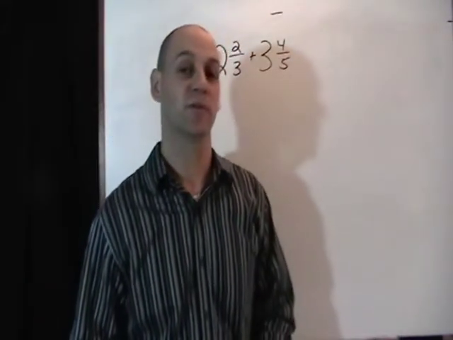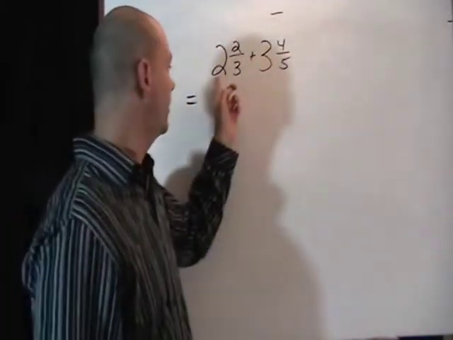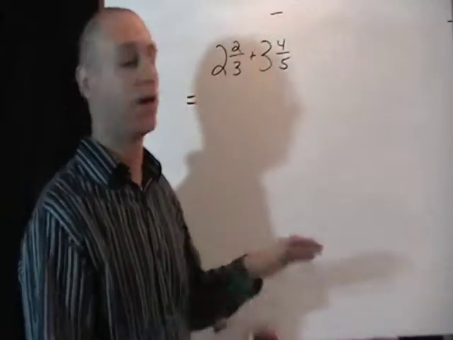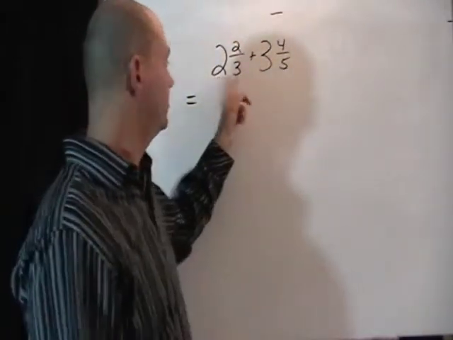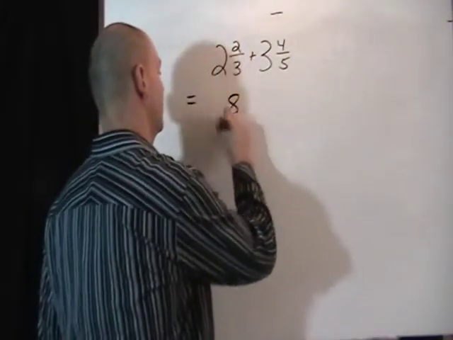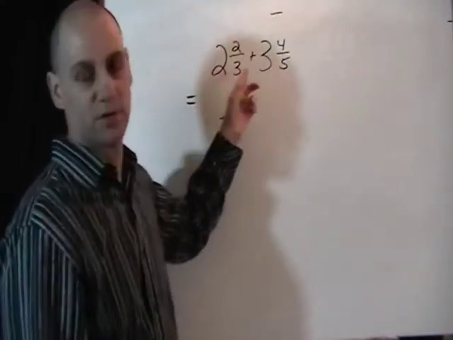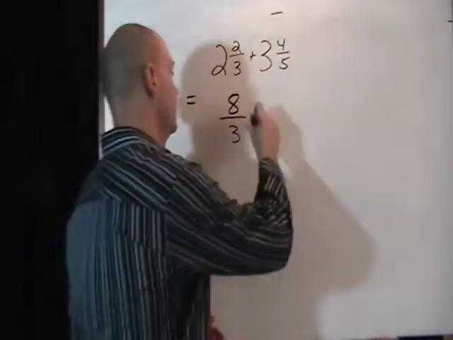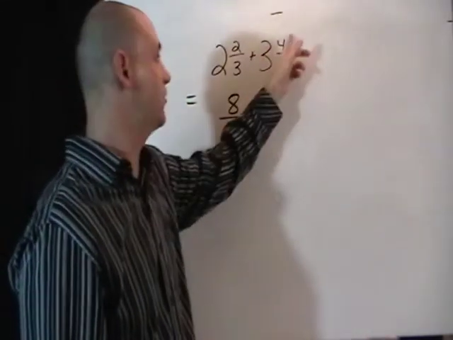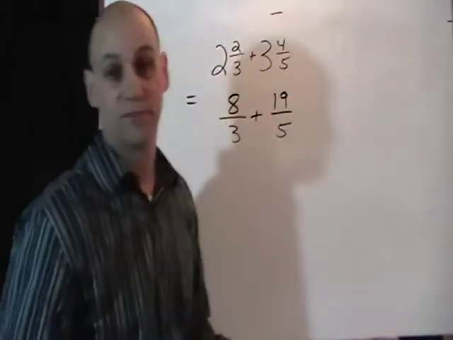Well, the first step is we're going to convert these into improper fractions. And to do that, you would take the whole number, multiply by the denominator, and then add the numerator, and that's all going to be divided by 3. So 2 times 3 is 6, plus 2 is 8. And that means that 8 over 3 is going to be equivalent to 2 2/3. They're the exact same thing. Then we're going to do the same thing over here. 3 times 5 is 15, plus 4 is 19, and we get 19 over 5.